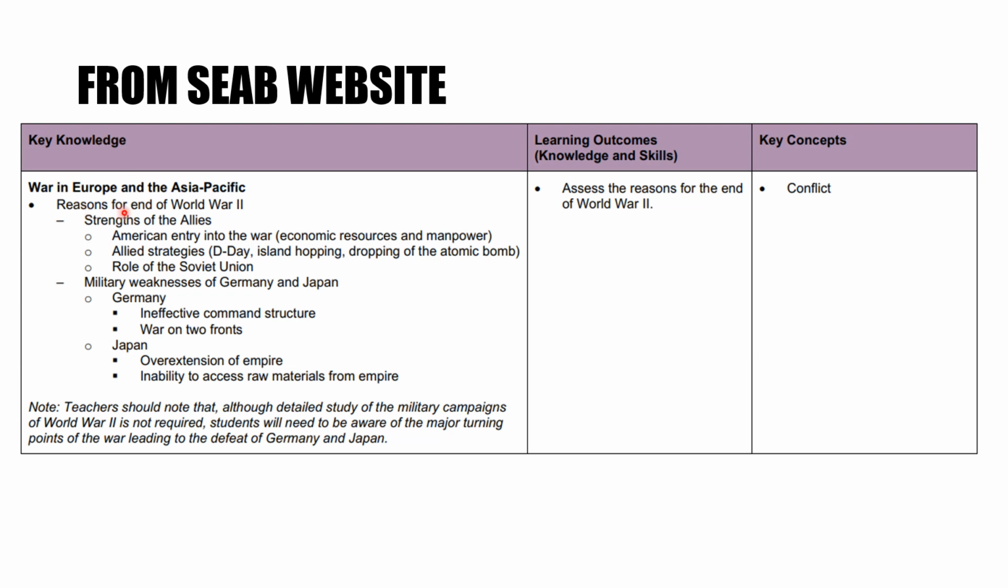So things like reasons for end of World War II. Predominantly, it is just two factors: strength of the Allies as well as military weakness of Germany and Japan. These are the two main points. However, under strength of the Allies, there are three sub-points. There are three bulleted points here that actually mean that you need to know the examples. Same thing with the military weakness of Germany and Japan. You need to know Germany's military weakness. You need to know Japan's military weakness.